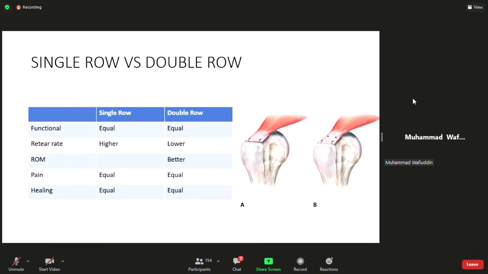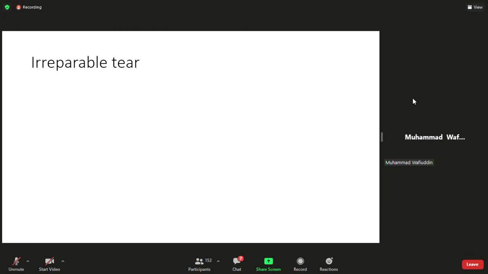Okay, this is the technique, which is the single row versus double row. Double row basically is stronger. Okay, this is done by arthroscopic technique, and functionally, our study has shown that the double row technique has a better outcome compared to single row. However, double row is more difficult to perform.